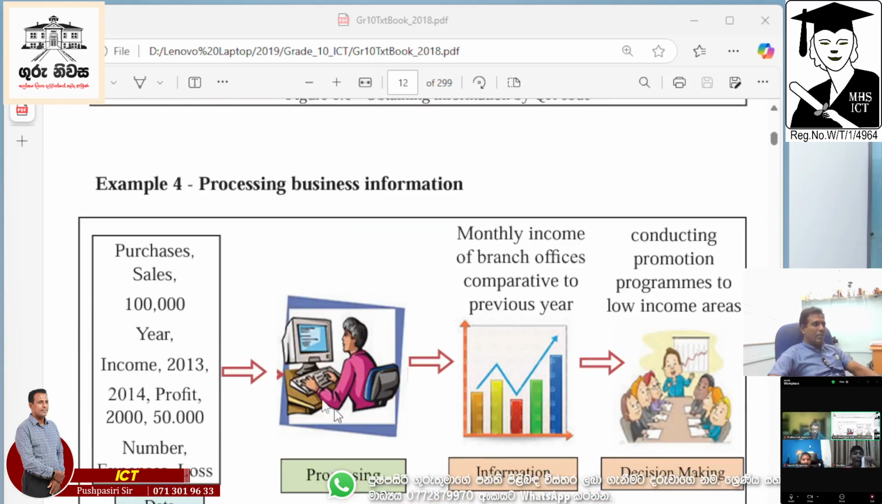Now, processing business information works in the same manner. Data here includes purchasing, sales, and everything. By entering them, those are data. They process it, and they get many kinds of information like charts. Why do we need information? In order to make decisions, right?